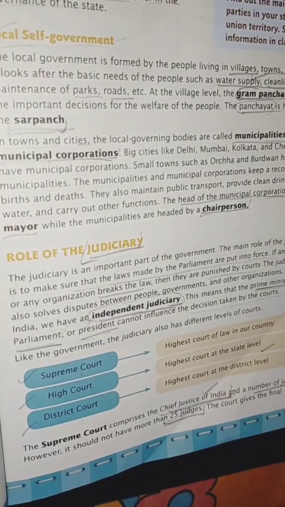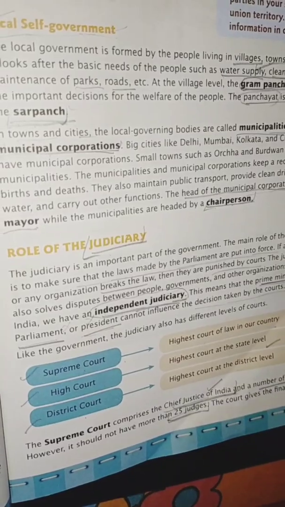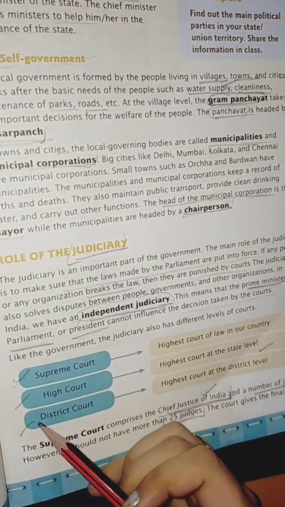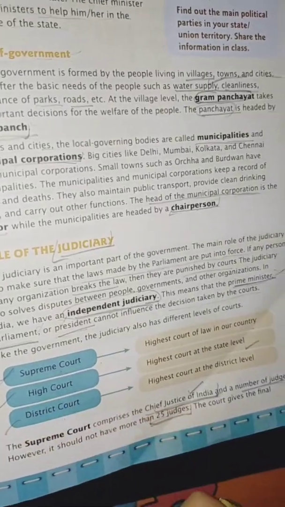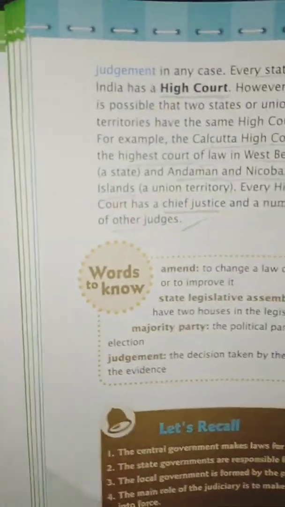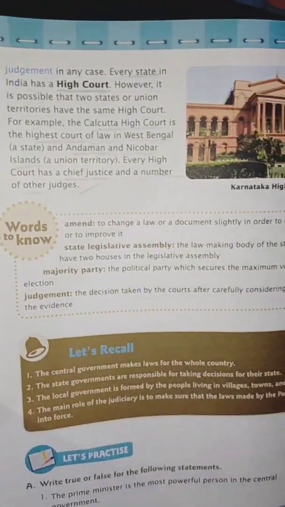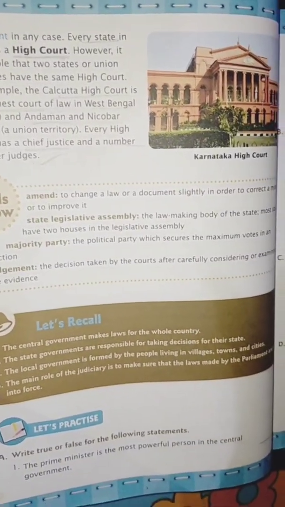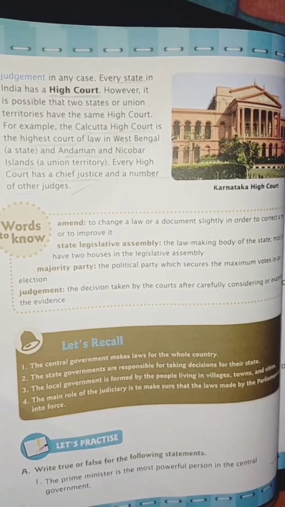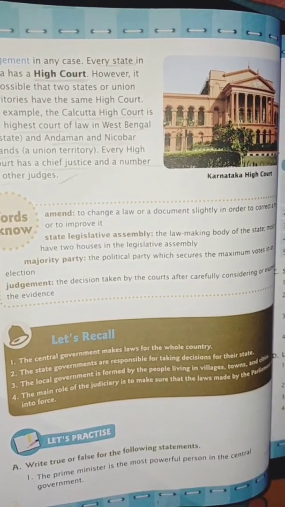Moving further, we came to know about the different levels of courts in our country. The first one is the Supreme Court, the second is the High Court, and the third is the District Court. The Supreme Court is considered the highest court, and the decision taken by the Supreme Court is the last and finalized one. So hope you are clear with the chapter.